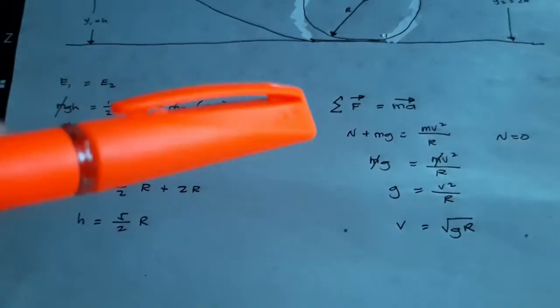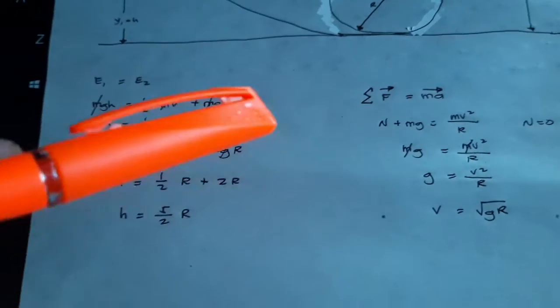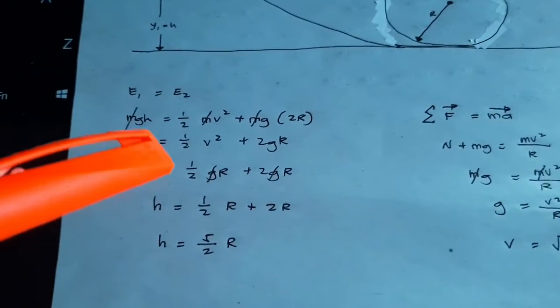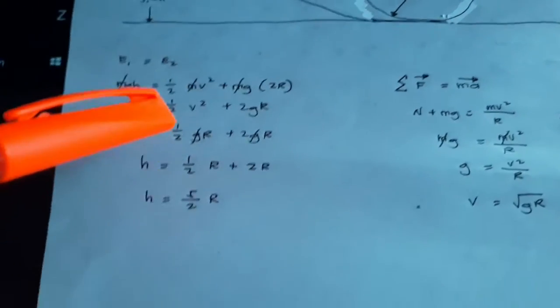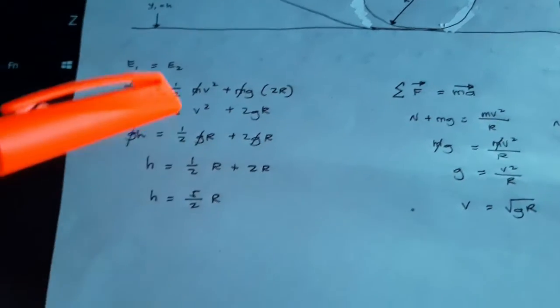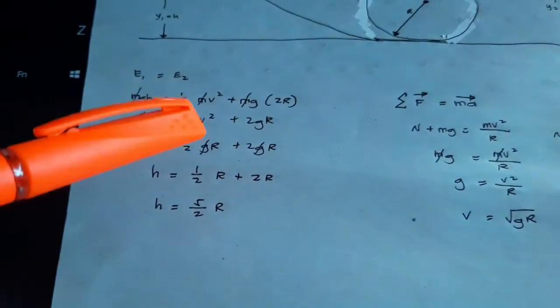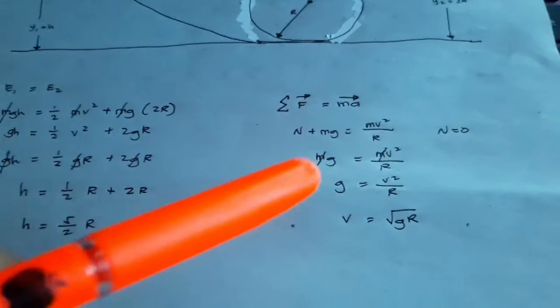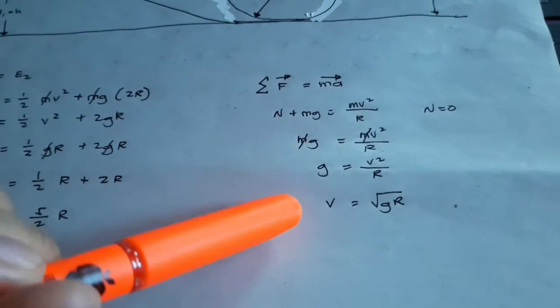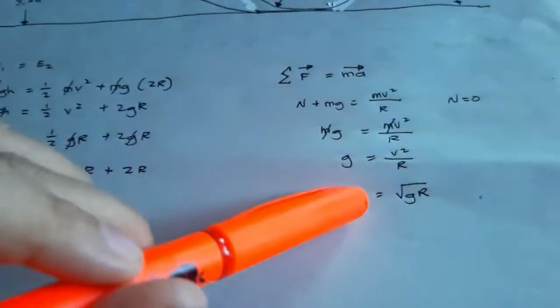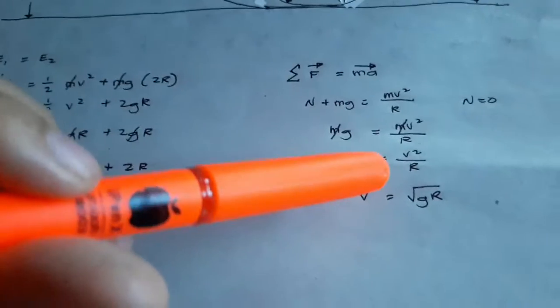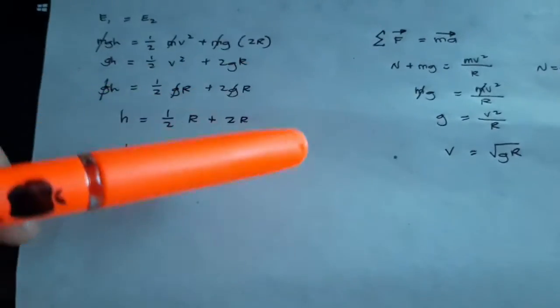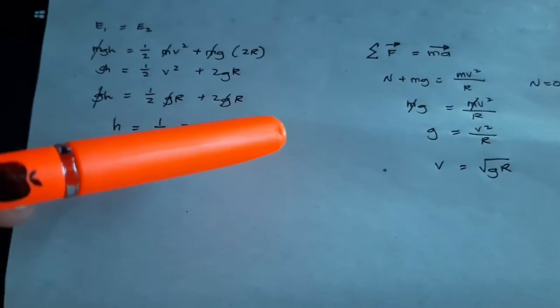So we can isolate the velocity, in which we only have 1/2 v squared on the left side. So we can isolate v, and therefore v is equal to the square root of gr. So we put it into the equation here.